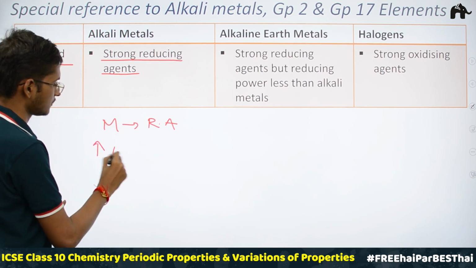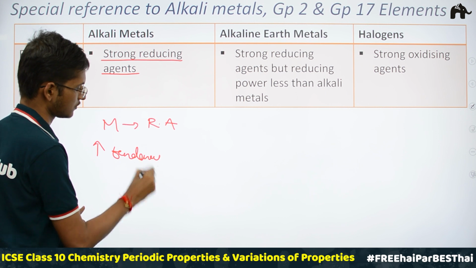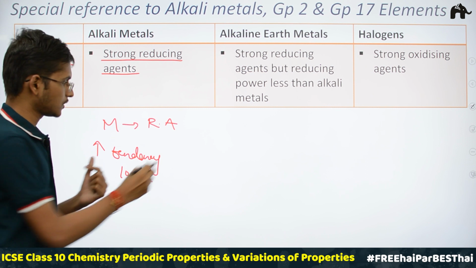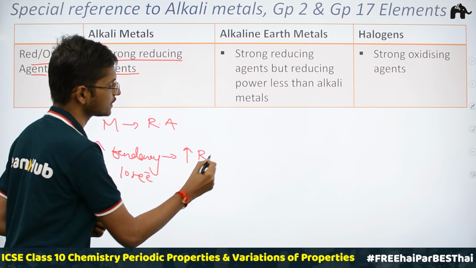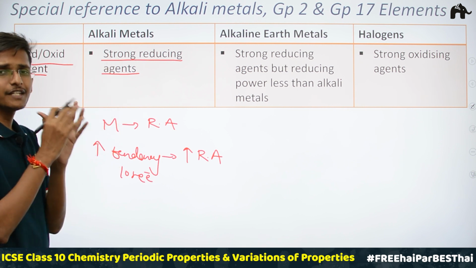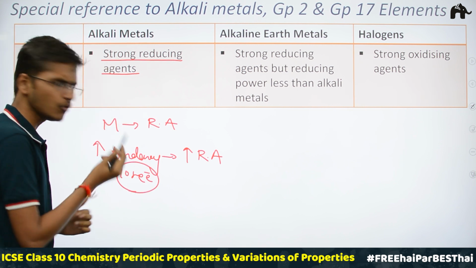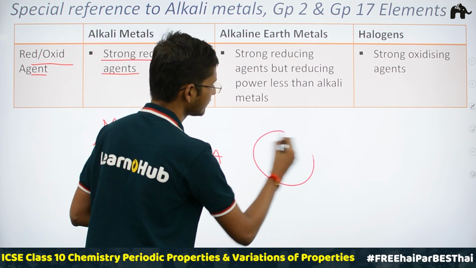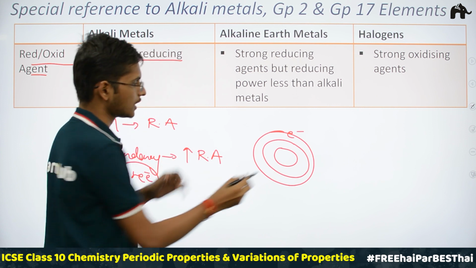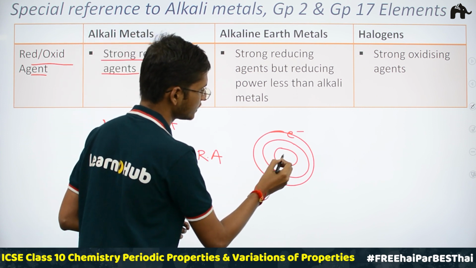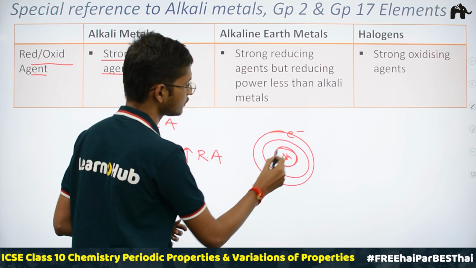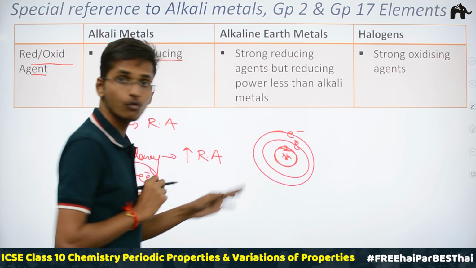the stronger is the reducing agent, right? Now here, alkali metals have a very high tendency to lose the electron. Why? Alkali metals have only one electron in their outermost shell. I'm taking an example of sodium. This is the nucleus of sodium, this is the sodium atom. First shell 2 electrons, second shell 8 electrons, and third shell 1 electron.